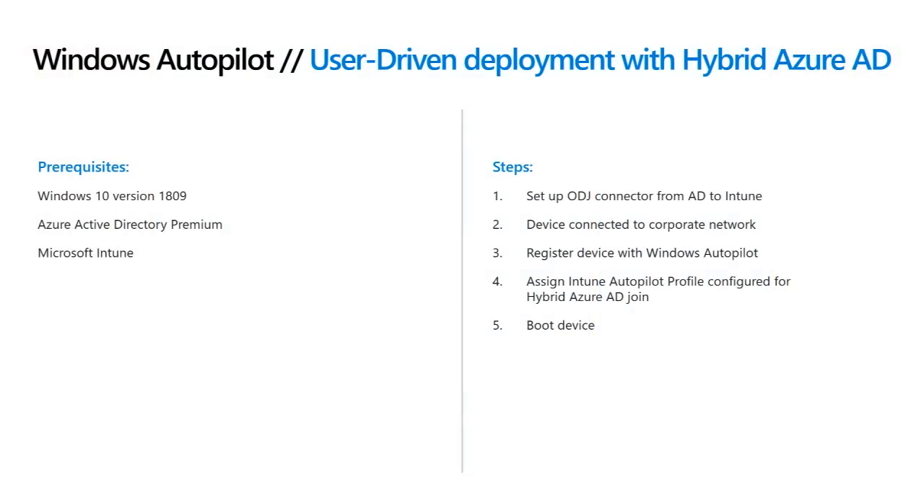Prerequisites, you need to be on Windows 10 1809. There's one extra key step, which is you need to set up the ODJ connector in Intune prior to running this scenario. All of these steps are documented if you search for Windows Autopilot Hybrid Azure AD. There's a detailed document which outlines how to install the connector, what permissions you need to enable, what licenses, things like that.